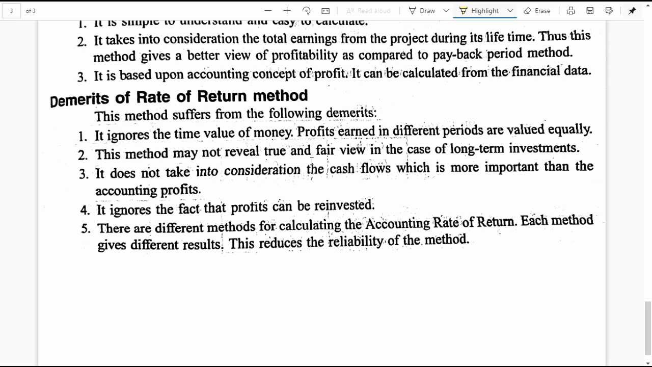Our predictions could also go wrong with regard to the estimation of accounting profit from the project in its lifetime, which would definitely be more than 1 year. And the third demerit is what? It does not take into consideration cash inflows, which are more important than accounting profit.